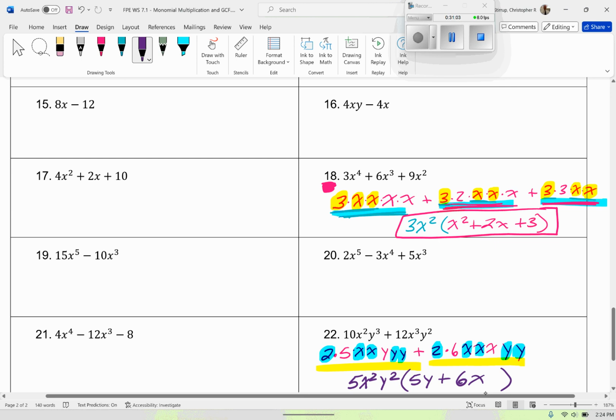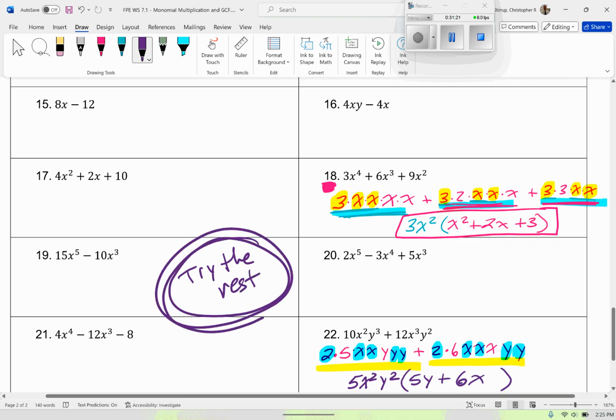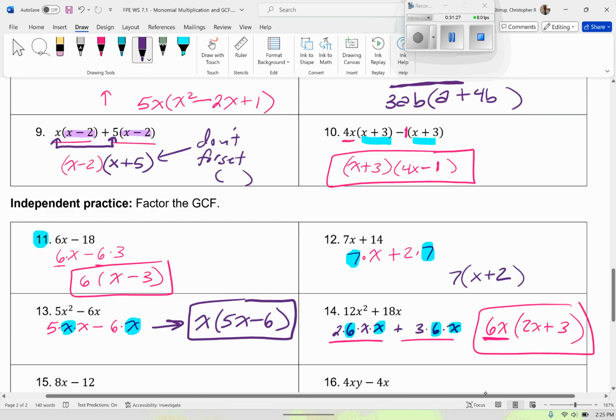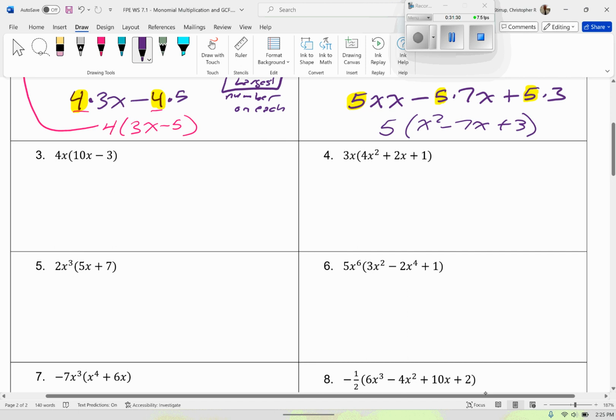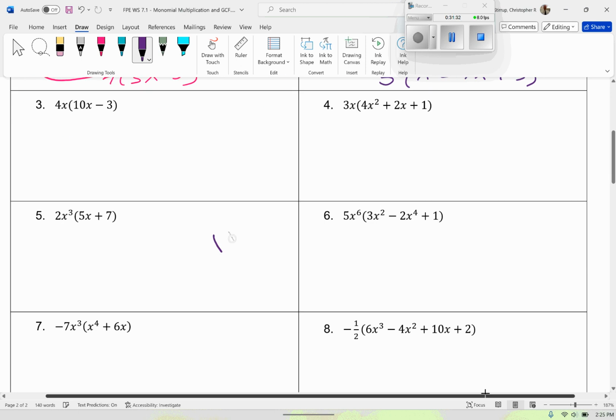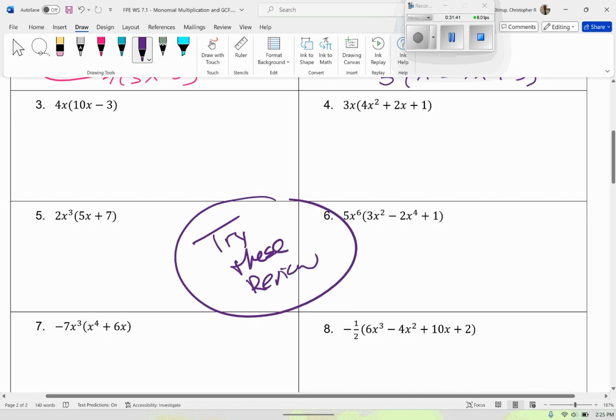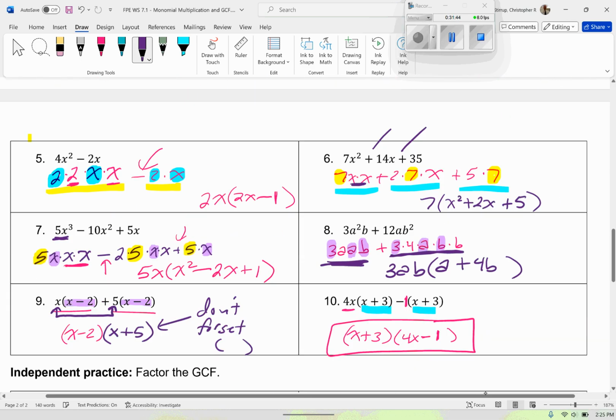Agree? Do you think I think you have it mastered after 31 minutes and 8 seconds? So, my friends, I would like you to try the rest. Now, if you try, does that mean you get them perfect? No. Try the rest of these. Okay? See what you can do. Also up here, try these. These are the reviews. This is a review. Okay, so complete this entire worksheet, front and back. You have time to do it.